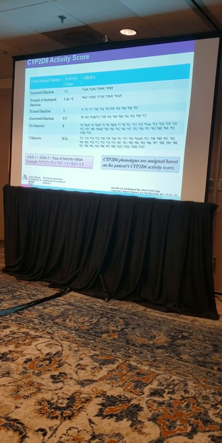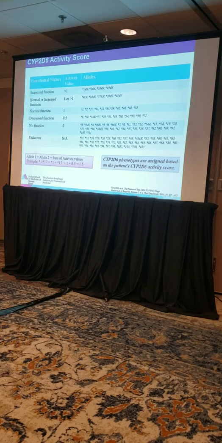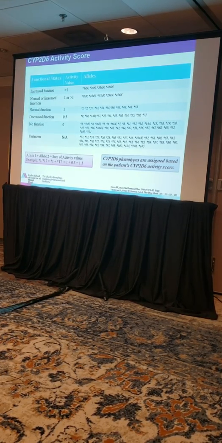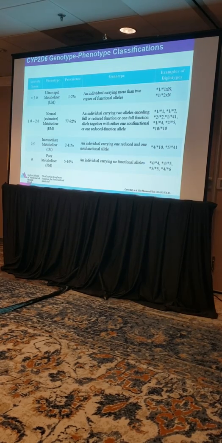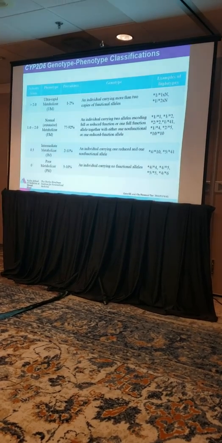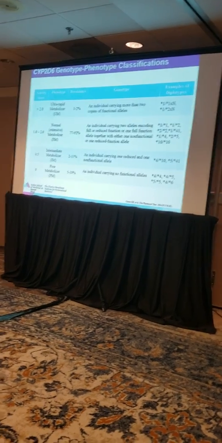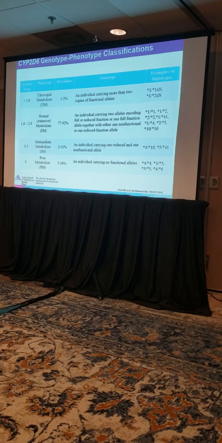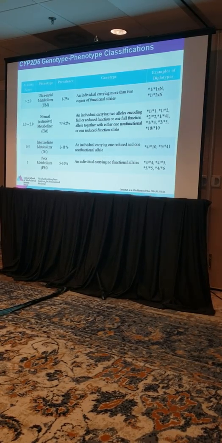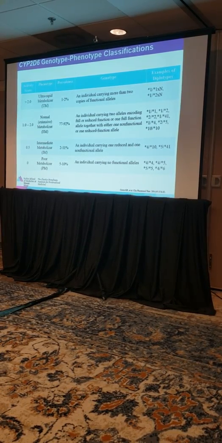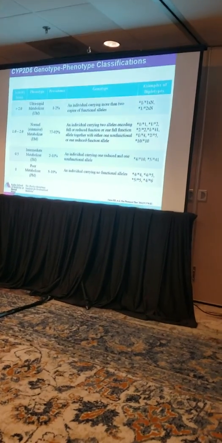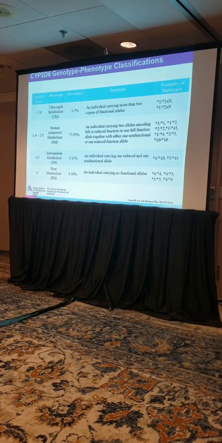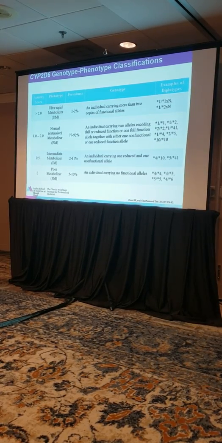So these phenotypes are assigned based on the activity score of the 2D6 genotype. If you have more than 2 as your total activity score, you're an ultra-rapid metabolizer. If you have between 1 and 2, you're normal. If you have only 0.5, you're intermediate. And if you have 0, you're a poor metabolizer. And those are the different prevalences across different race groups here.